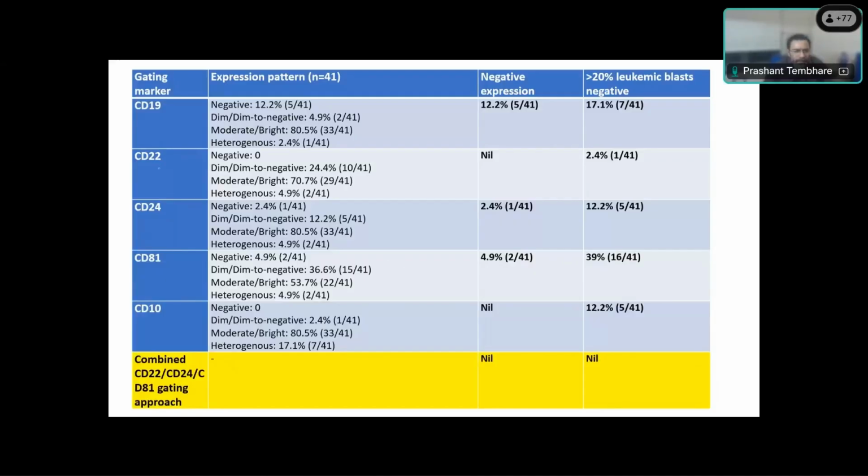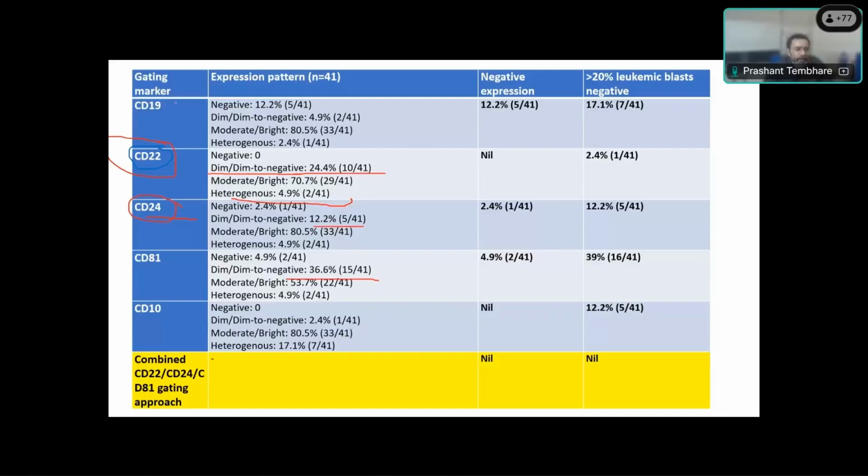But look at this. You cannot use only one marker like CD22, because some cases can have dim to negative expression. For example, 24% of cases can have dim to negative expression of CD22. That means it will not be useful in such cases, since some cases are heterogeneous. CD24 similarly is negative in 12% of cases, and it is also positive in normal neutrophils, so it may not be solely useful. CD81 also has a similar kind of expression.